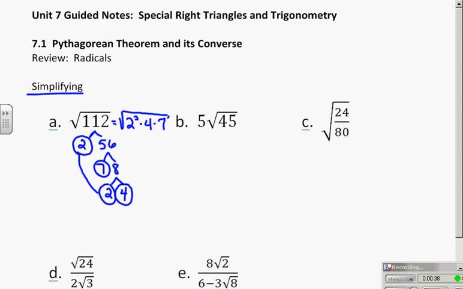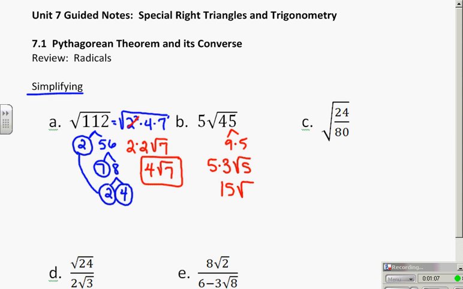Squaring and square rooting are opposite operations. So the square root of 2 squared is 2. The square root of 4 is also 2. And when I pull the numbers out and they become coefficients, they get multiplied. The square root of 7 cannot be simplified, and so I have 4 square roots of 7 as my final answer. Now 45 has a perfect square of 9. When I pull that out and take the square root, I end up with 5 times 3 with a square root of 5 left over, and so I have 15 square roots of 5.